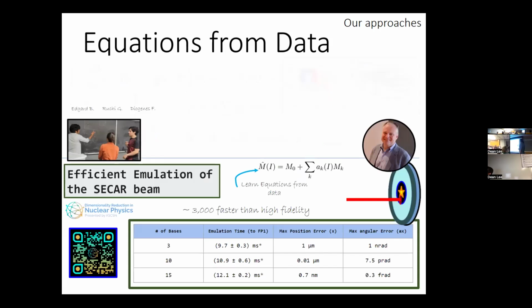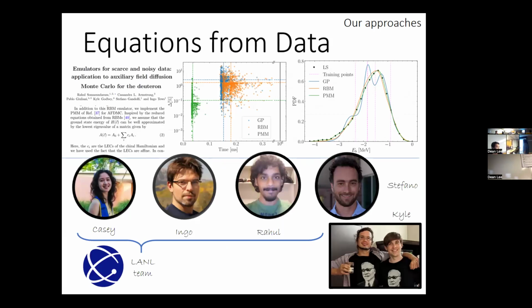For the emulation of Sekar, I just put a picture of Thomas because of the nice things that he said about connecting with our experimental and accelerator friends. On this initial approach with Diogenes and Rucci, we were able to emulate the transport of the beam in a way that was around 3,000 times faster than COSI, which is the software that they're using for their problem. And what we did, again, was just learning the equations from the data. This is the work that we are doing with the Los Alamos team, and I wanted to put their pictures in specific because I think it's the first time that I have them in my slides.